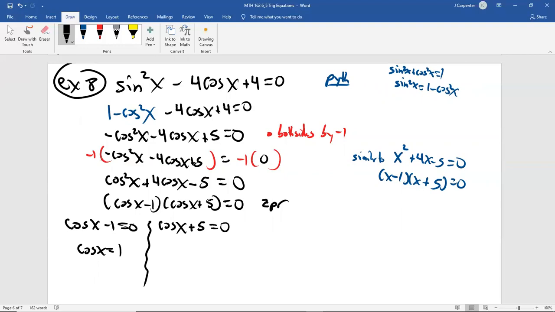So we're trying, remember cosine is like an x-coordinate for the unit circle. So we're looking for x-coordinates that are positive 1. Well, here's our unit circle. The only time x is positive 1 is at 1, 0, which is 0 degrees or 0 radians. There's only one solution to that from 0 to 2 pi.